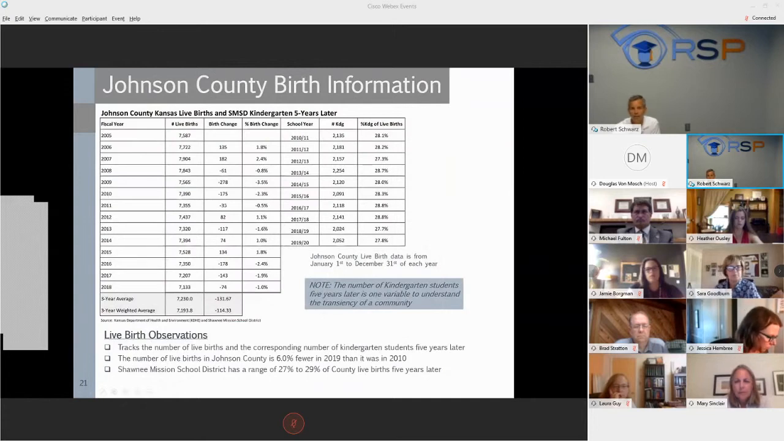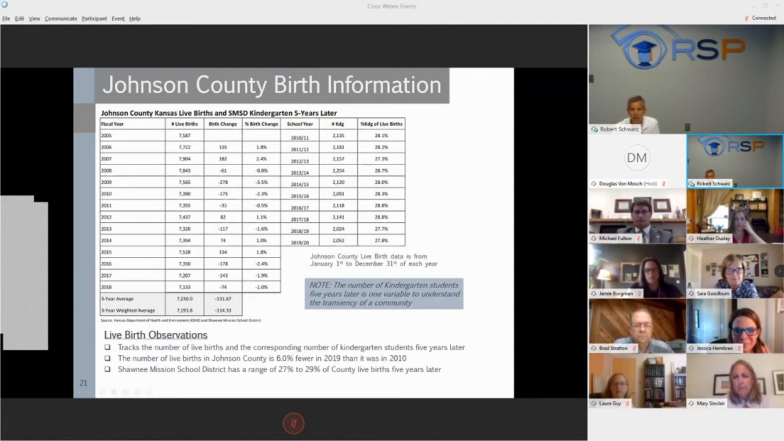I want to spend a moment on this slide. This is a very foretelling future for the district. This is county live birth data that goes from 2005 to 2018. So we can see the number of live births that occurred in Johnson County. And to the right, as we get to the school year, we can see the number of kindergartners that we had 5 years later.